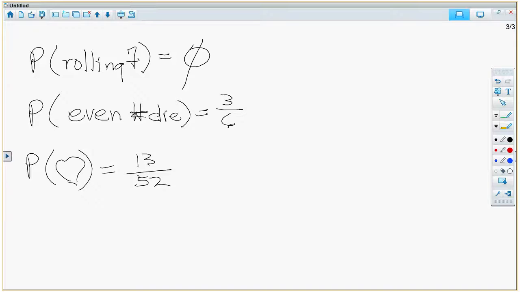The probability of an even card. We did that the other day. I think last Tuesday or something. Okay.